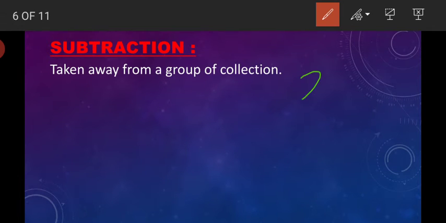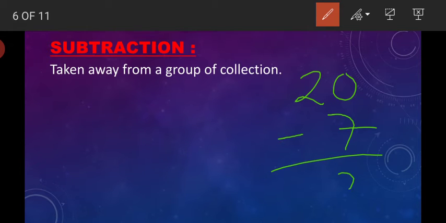Suppose you have 20 apples with you and you gave 7 apples to your friend. How many apples are left with you? In that type of case, you have to use the subtraction method. So I have to put a minus sign. So 10 minus 7 is 3 and here it is 1. So I have 13 apples left with me.